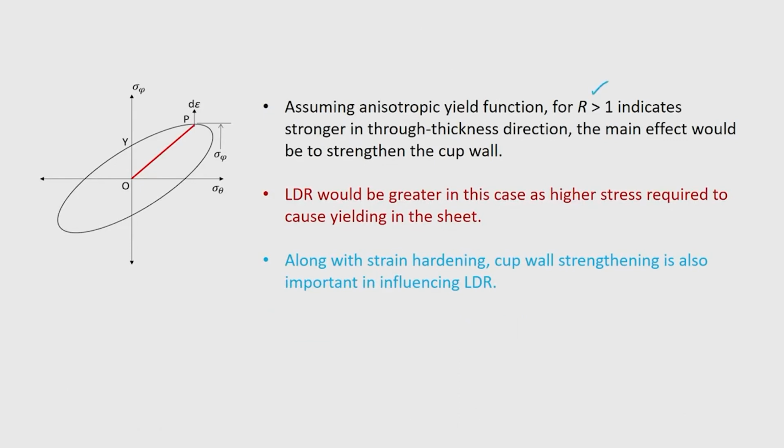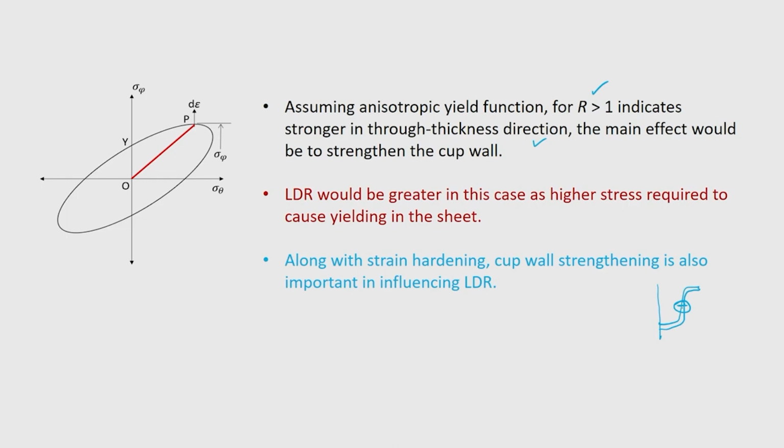Now when it comes to anisotropic yield function, that means r greater than 1 case, which is the best case we have. r greater than 1 indicates stronger in through thickness direction, and the main effect would be to strengthen the cup wall. So if the cup wall, you are going like this, no? This is your axis, this is your sheet. So cup wall you are speaking about is this. This is a cup wall region, and the wall region is actually stronger.